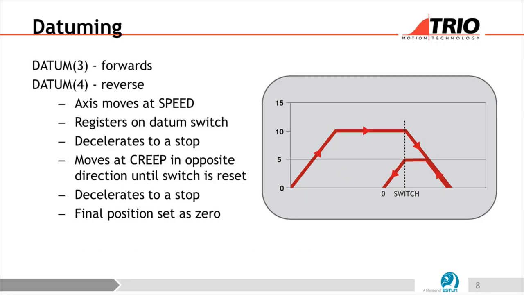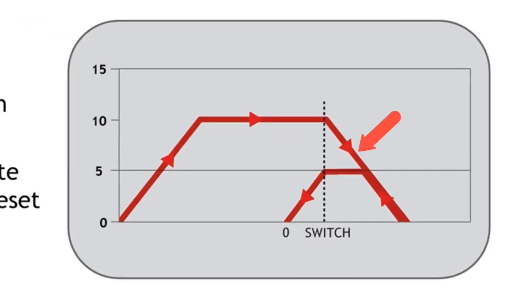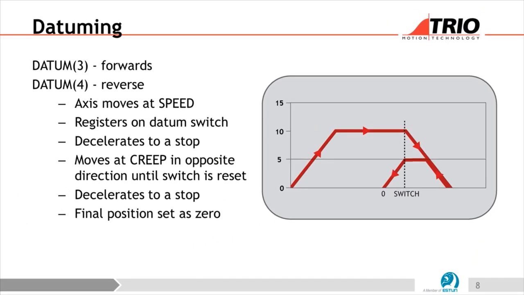In datum 3 and 4, as you can see, it goes here and goes a bit further from the Z mark. So it creeps in the opposite direction until the switch is reset. You can choose which type of datum you want to use in what situation. This one doesn't pay attention to the Z mark. Release the switch, and then decelerate.